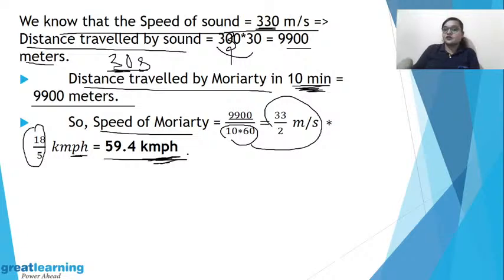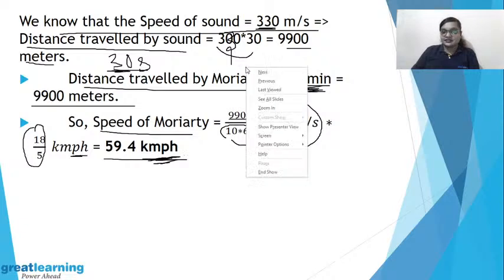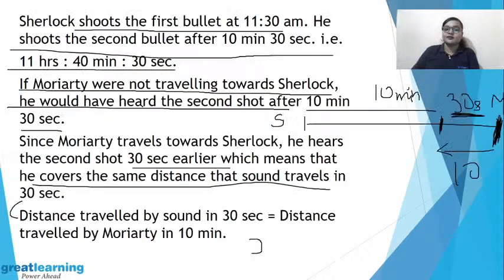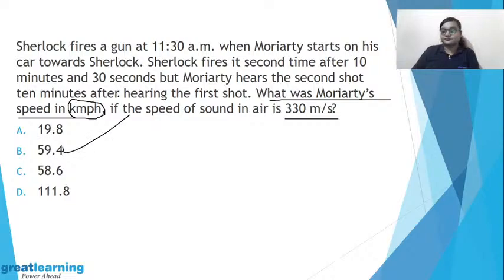See, I'm just showing you what level of difficulty questions can be asked in terms of time, speed and distance. That's the reason I'm going with questions, since many of you also wanted to solve questions, right? So that's the reason I'm going in this way. So the correct answer for this question is going to be 59.4 kilometer per hour, right?